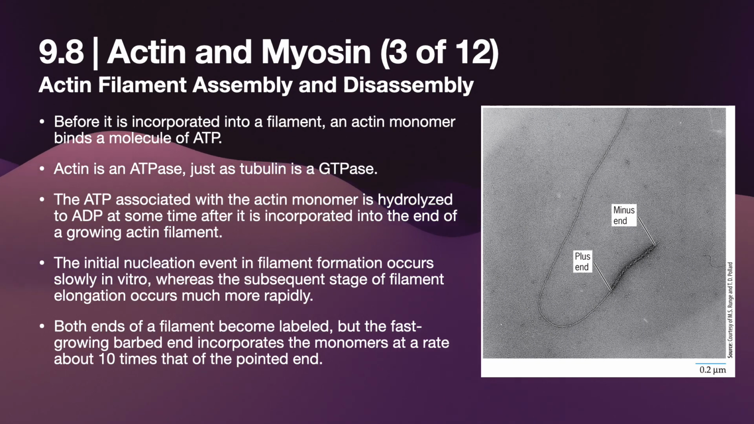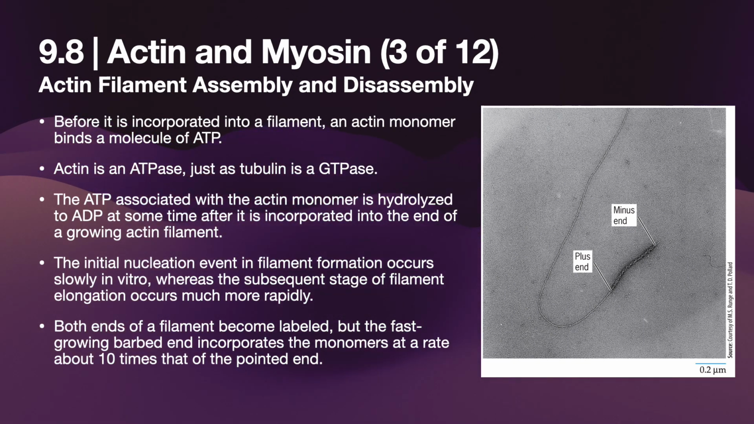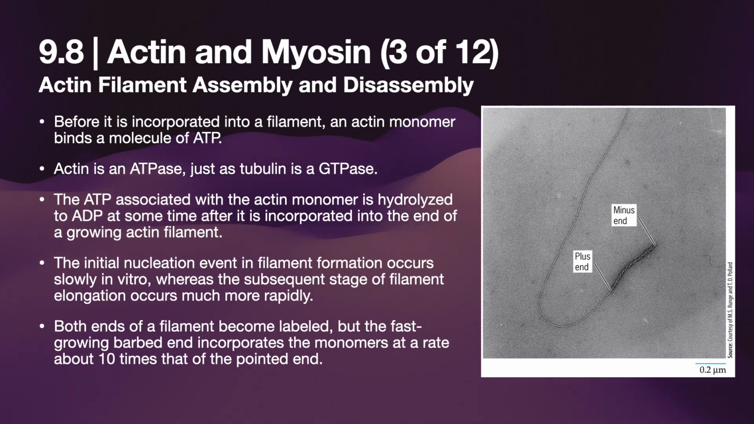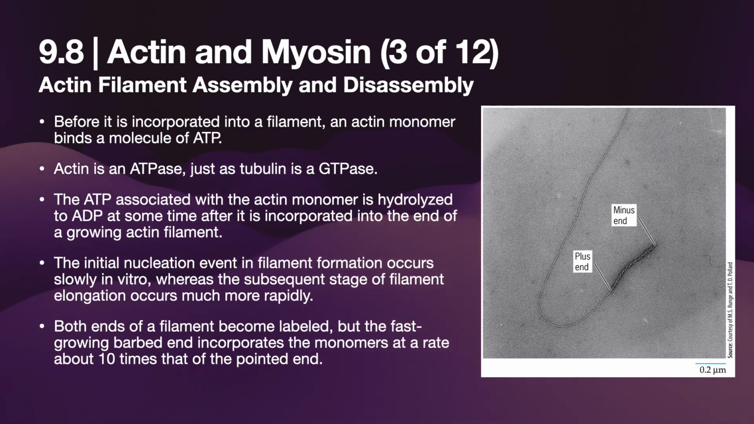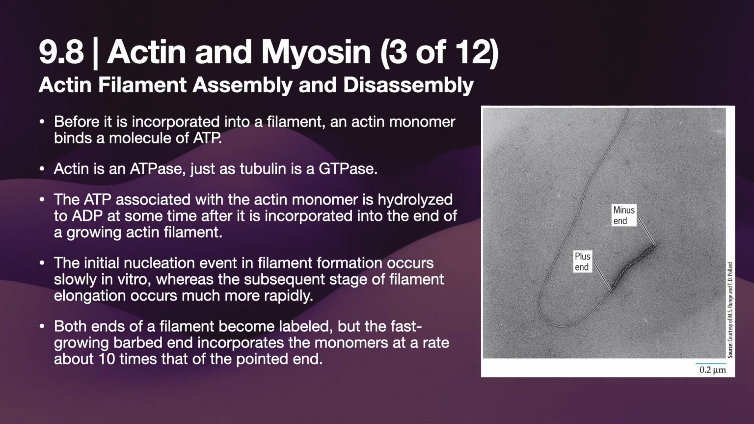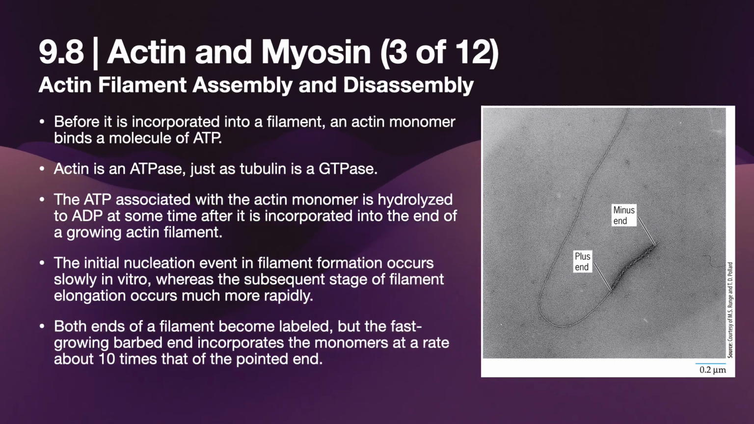The ATP associated with the actin monomer is hydrolyzed to ADP at some time after it is incorporated into the end of the growing actin filaments. The initial nucleation event in filament formation occurs slowly in vitro, whereas the subsequent stage of filament elongation occurs more rapidly. Both ends of a filament become labeled, but the fast-growing barbed end incorporates the monomers at a rate about 10 times that of the pointed end.